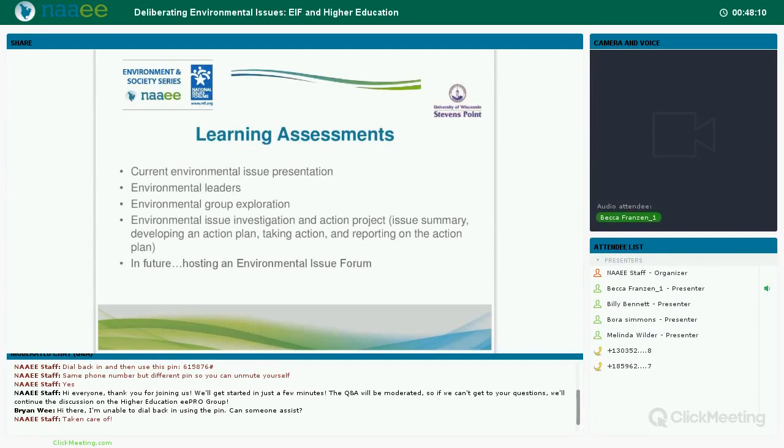And then the biggest project, the biggest learning assessment that accounts for 60% of the score in the class, is their environmental issue investigation and action project, where it's broken into different parts. First they have a summary of the issue, they develop an action plan, and then students take action and they report on that action plan through a written paper, but also presentations to their classmates.